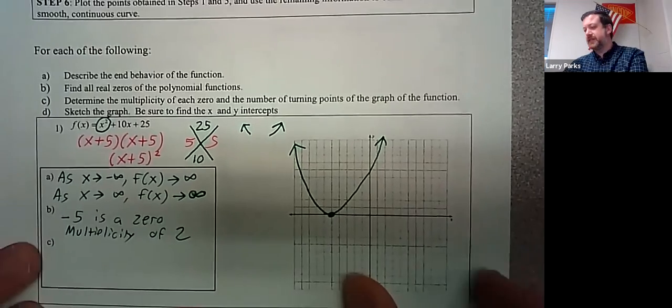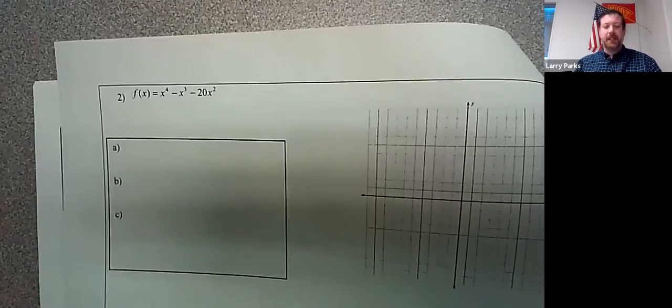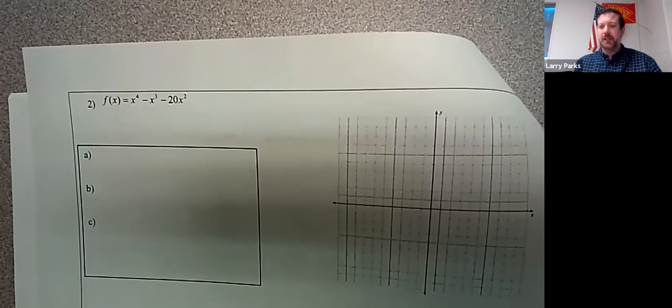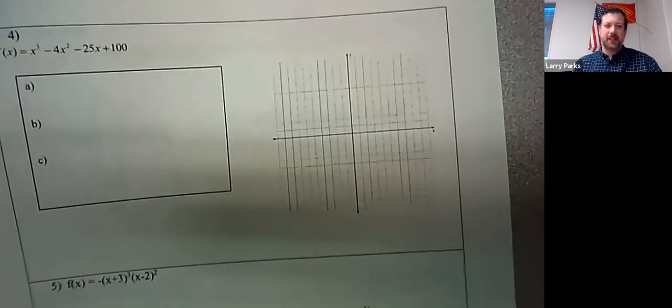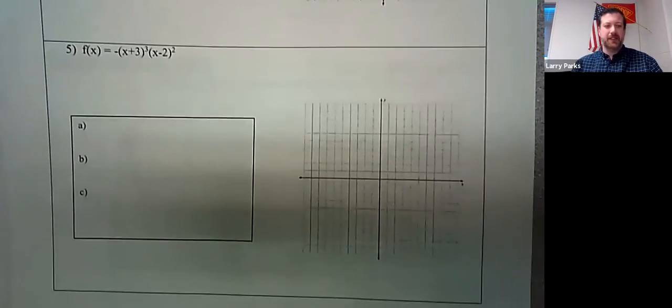Let's do another one. We might come back to 2 and 3. They are not factored. They're in what's called standard form. I want you to know how to work with polynomials that are already factored. So we'll start with number 5.